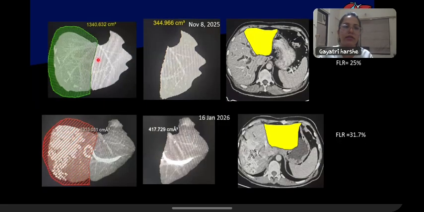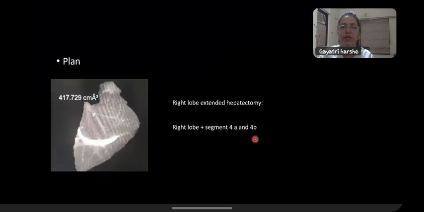So here is the pre-embolization and post-embolization scenario, where on pre-embolization FLR was only 24% and post-embolization FLR was 31.7%. So because of portal embolization, FLR is increased, and we have decided to do further resection for this particular case.